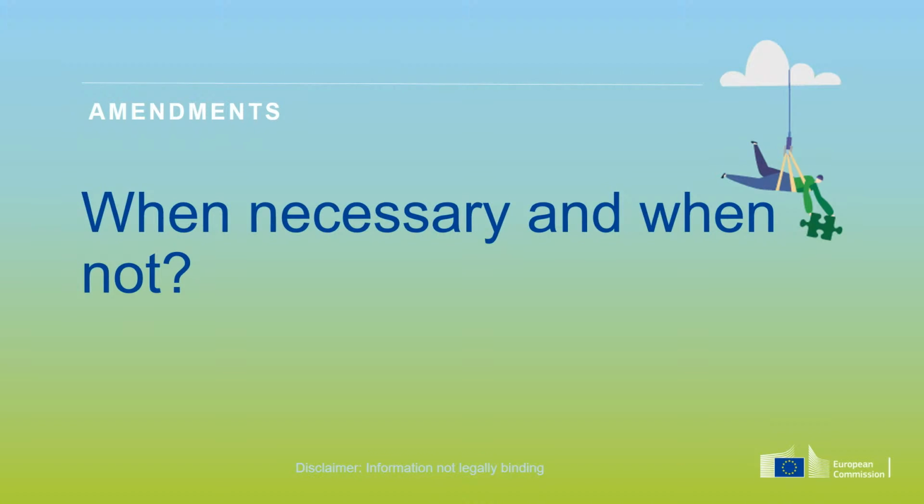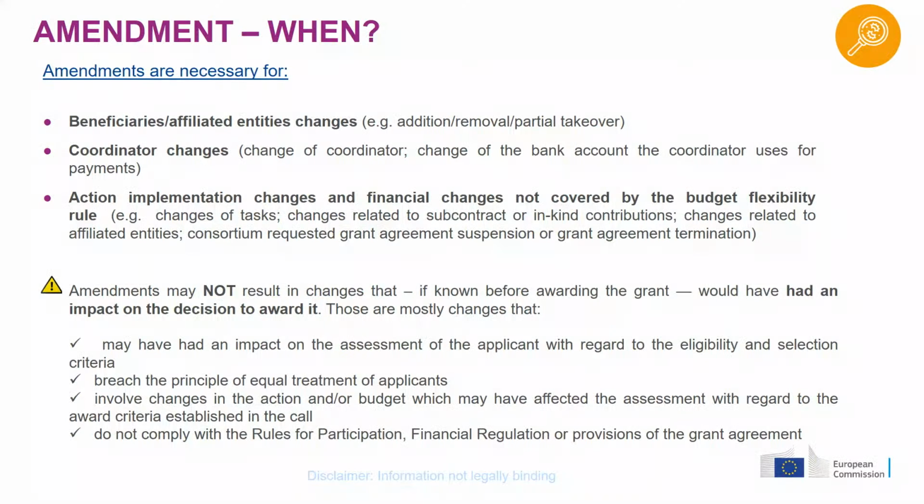Okay, so we finished with the procedures, so now we're going to see some cases of when an amendment is necessary or not. And so for this, what you need to keep in mind is that an amendment is a change to any of the provisions or anything that is written in your grant agreement and its annexes. First, we're going to see here a list of cases when an amendment is necessary. So first you have changes that concern or are related to the beneficiaries. One of these changes, for example, the addition or the removal of a beneficiary.